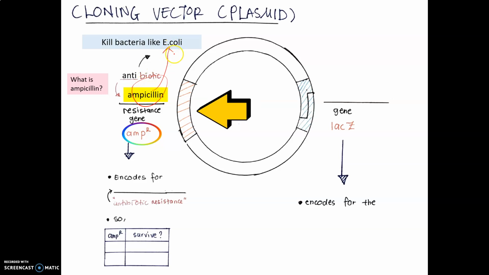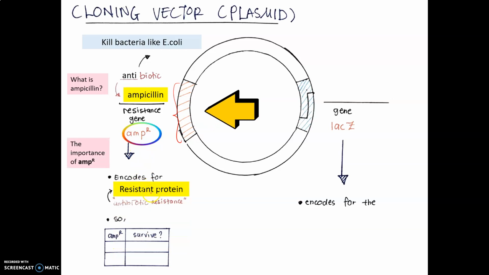But sekiranya the bacteria ada this AMPR gene, okay, dia ada ampicillin resistant gene ataupun AMPR. This AMPR dia akan transcribe and translate, dia akan encode for ampicillin resistant protein. So dia akan menghasilkan satu resistant protein disebabkan gene ini ada. Let's say this one adalah ampicillin resistant protein.